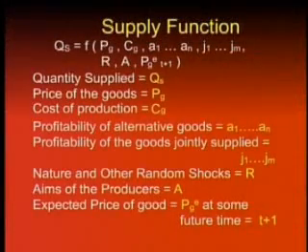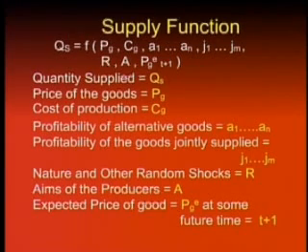A general supply function can be written in the form as shown. Qs is a function of Pg, Cg, A1 to An, J1 to Jm, R, A, Pge at T plus 1. In other words, quantity supplied Qs depends on the price of the good Pg, the costs of production Cg, the profitability of alternative goods A1 to An, the profitability of goods jointly supplied J1 to Jm, nature and other random shocks R, the aims of producers A, and the expected price of the good Pge at some future time T plus 1.